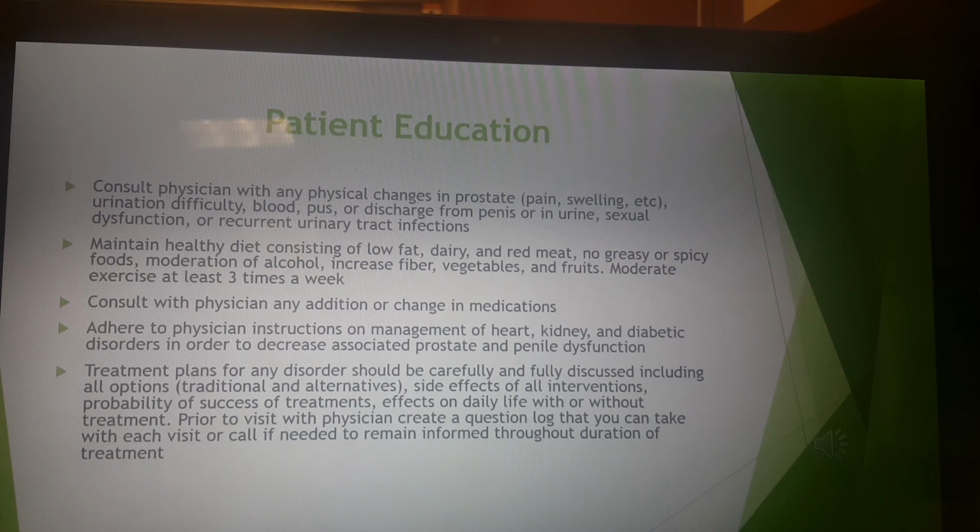Adhere to management of heart, kidney, and diabetic disorders that are associated with increased prostate and penile dysfunction. For any treatment plans, carefully discuss all alternatives, traditional and alternative, side effects of all interventions, probability of success rates, effects on daily life with or without treatment. And prior to your visit, a good idea would be to create a question log that you can take with each visit to write down any questions or contact your doctor if you have any questions throughout the duration of your treatment.